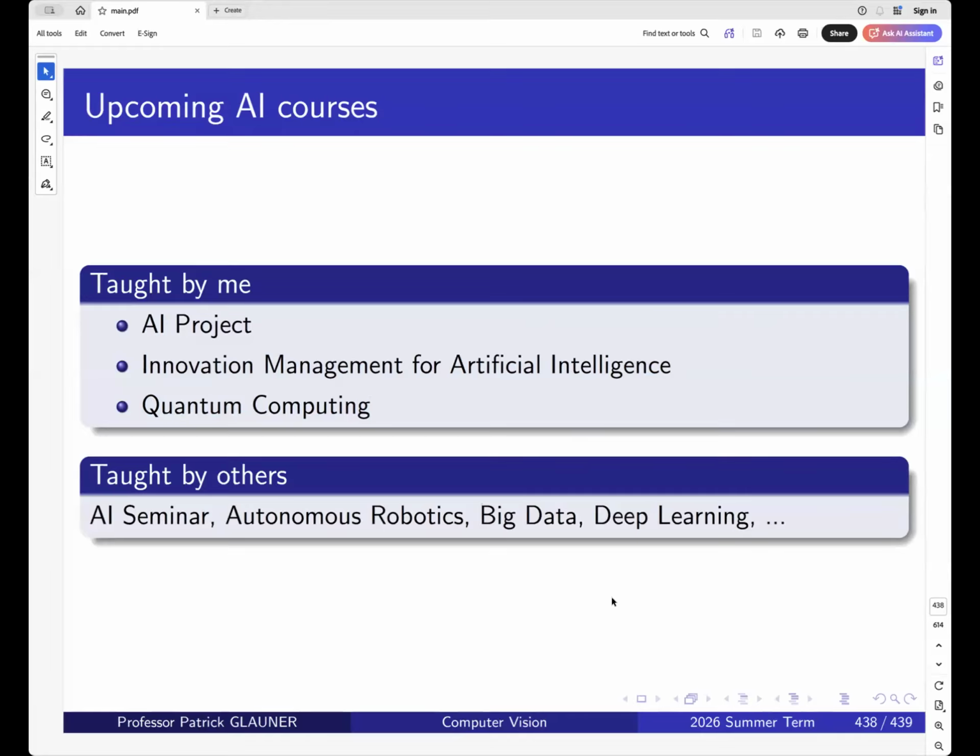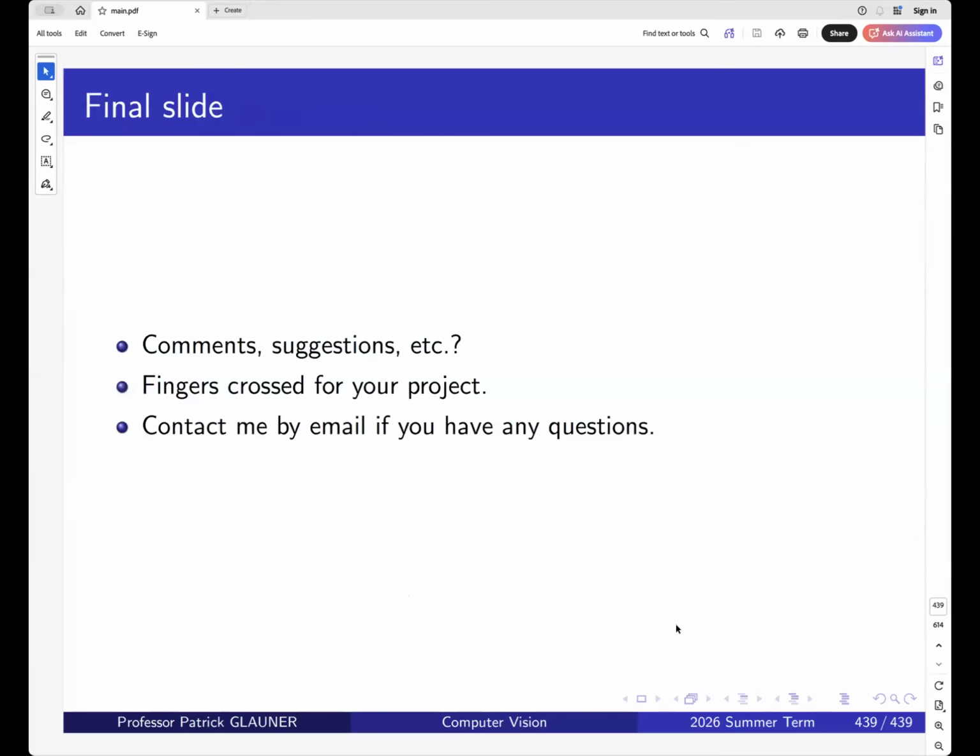And there are obviously more AI courses, for example, in our AI bachelor's program. There's an AI seminar, there's a course on autonomous robotics, there's a big data course, a deep learning course, and many more. So there are plenty of more opportunities in the future to learn more AI. And if you have any comments or suggestions on the course, I'll be happy about them. There will be a course evaluation in a few weeks, I guess.